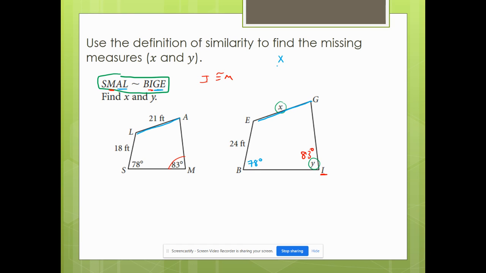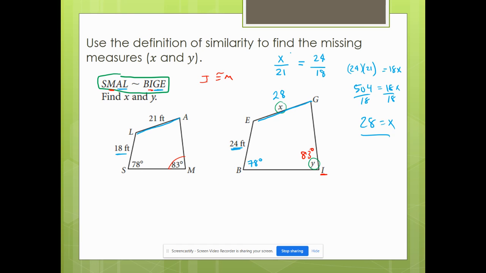So I have to say x divided by 21 is equal to, and if I say x is on top, then I have to put 24 on top. And then I compare 24 to 18. So I'm setting up a proportion that is true. And then from here, we know how to solve these from the last section. We just cross multiply and then divide. So 24 times 21 equals 18 times x. So 24 times 21, just do that on my calculator here, is 504. And then we're going to divide by 18, and we get 28. 28 equals x. Okay.